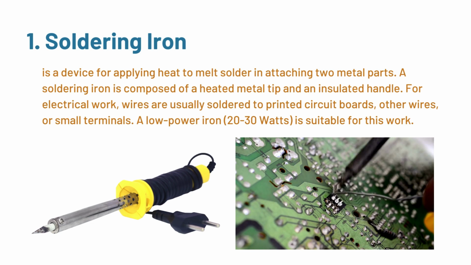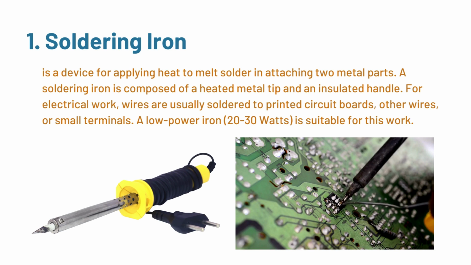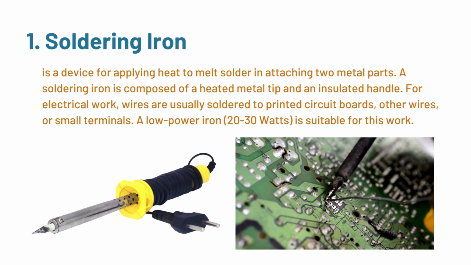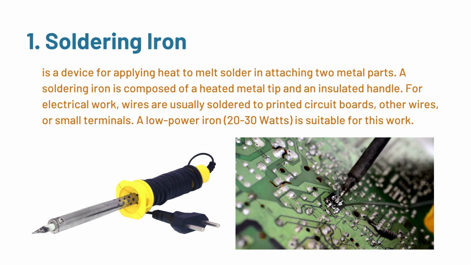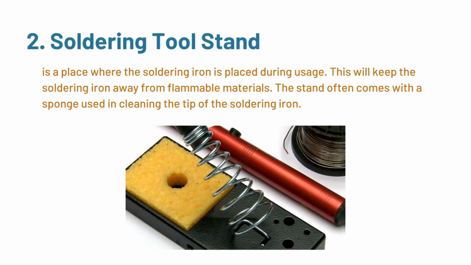For electrical work, wires are usually soldered to printed circuit boards, other wires, or small terminals. A low power iron, around 20 to 30 watts, is suitable for this work. With soldering iron, there must also be a soldering tool stand. It is a place where the soldering iron is placed during usage. This will keep the soldering iron away from flammable materials. The stand often comes with a sponge for cleaning the tip of the soldering iron.